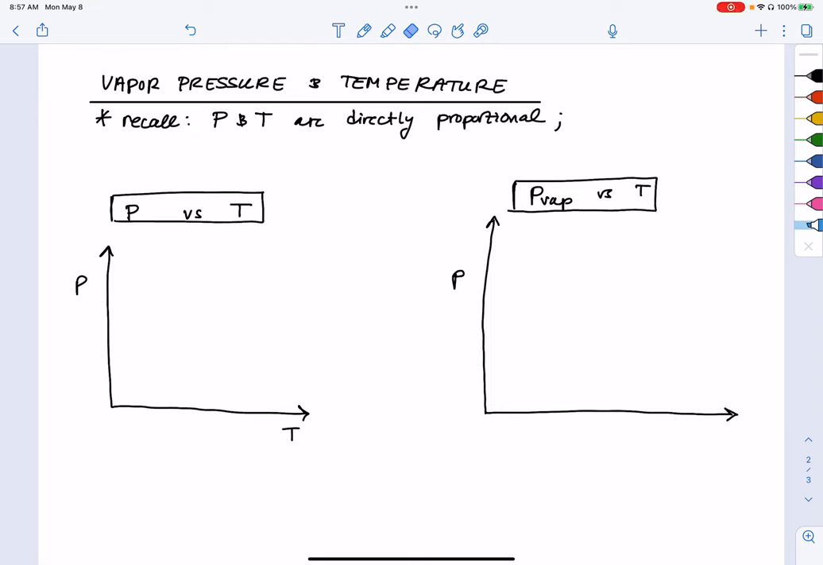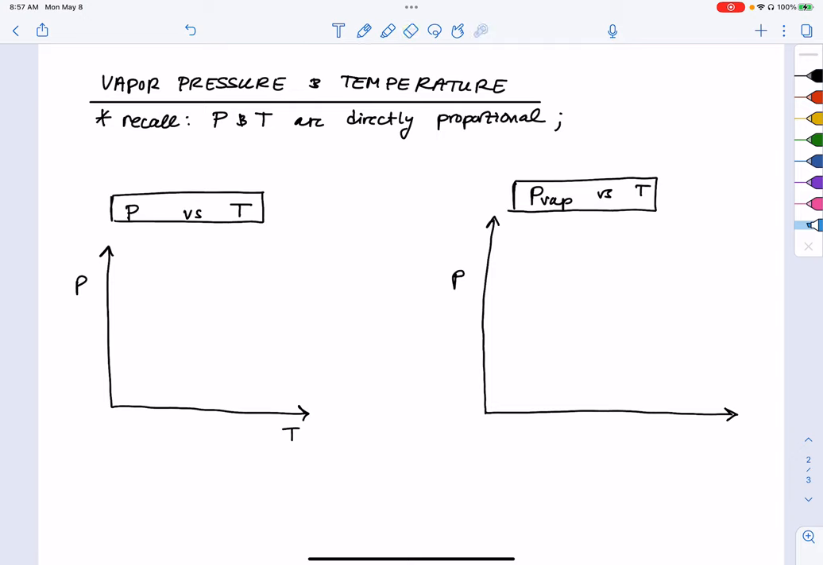Welcome to part two of our lecture video series for Monday, May 8th, where we are going to look now at the temperature dependence on vapor pressure. So let's begin by reminding ourselves about the relationship that exists between temperature and pressure for just regular straight up pressure. So we're not looking at vapor pressure anymore, we're just looking at regular pressure.